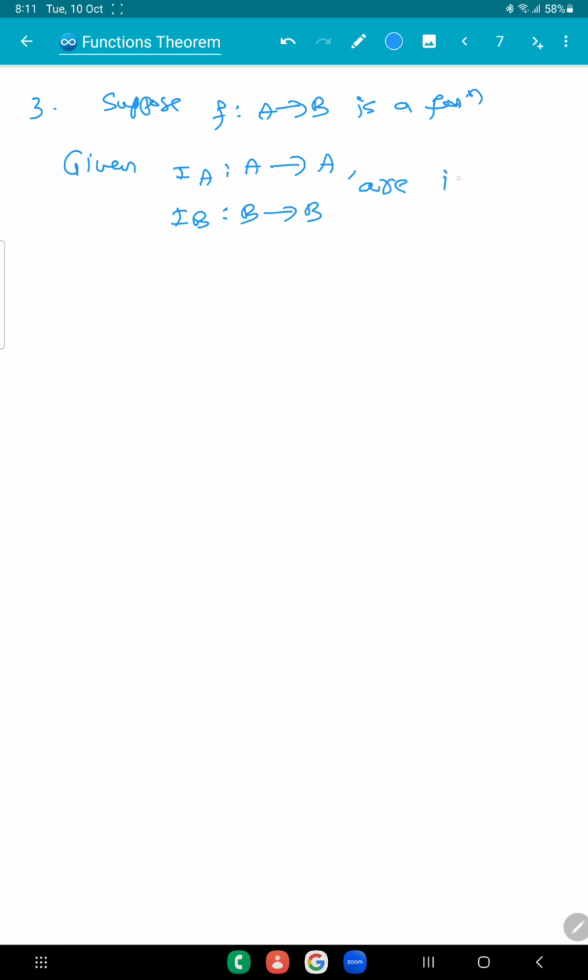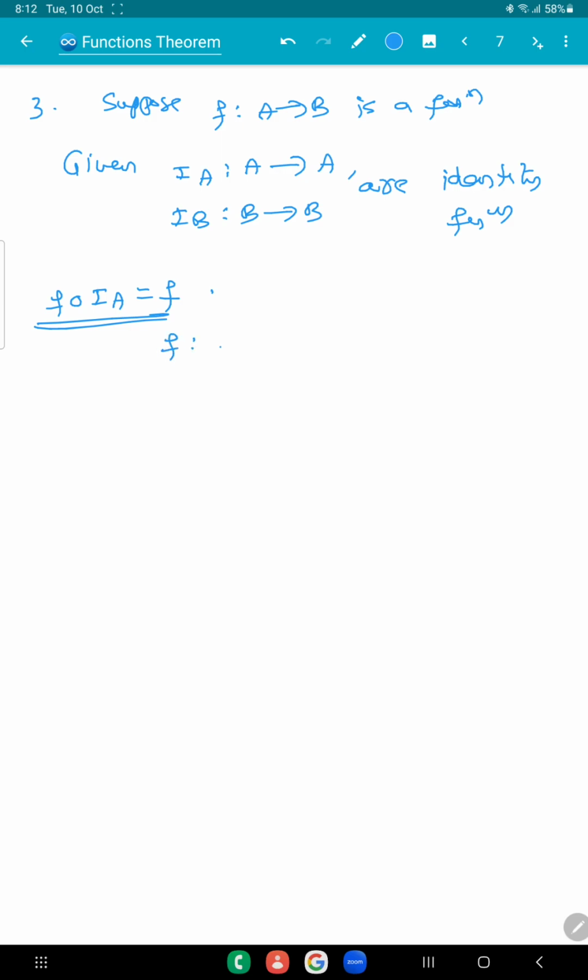Suppose F from A to B is a function, given that I_A from A to A and I_B from B to B are identity functions. What we need to show? F ∘ (identity function on A) is equal to F first. So two functions are equal.